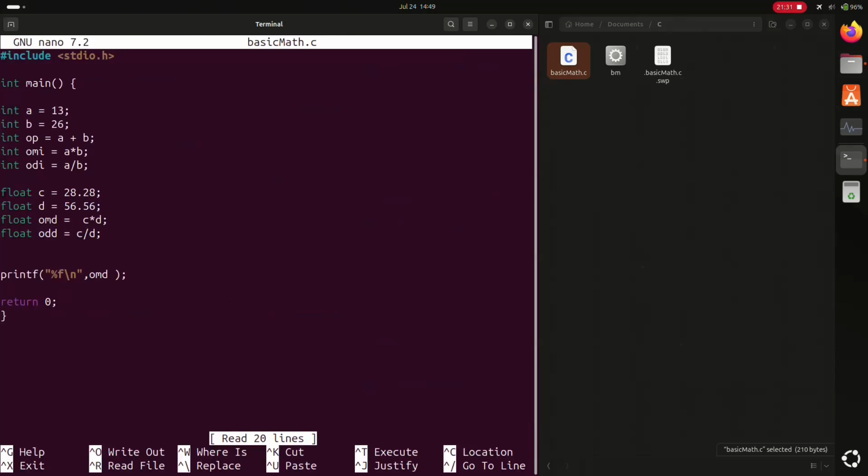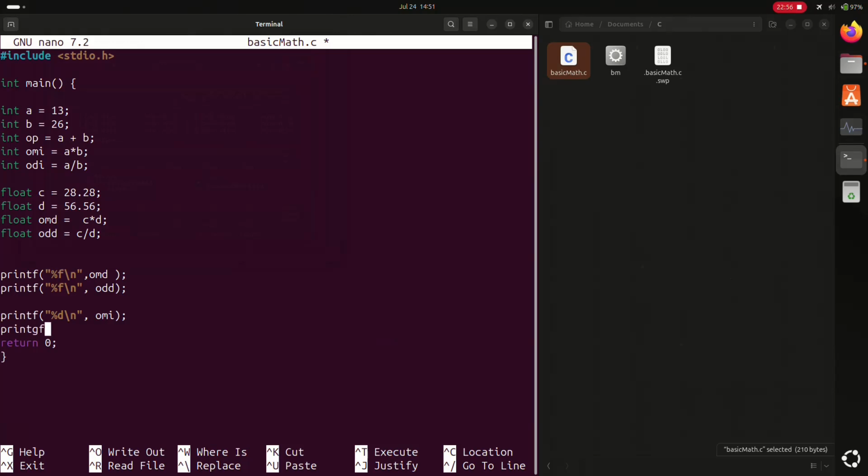So again, getting into nano. Now what I do, I just write printf again and again: printf of percentage f backslash n comma ODD. ODD means division of the floating or decimal numbers. Then printf, now I have to write percentage d to place an integer number, backslash n for the next line, then comma, then OMI, because multiplication of integer numbers is also an integer. Now I think 26 divided by 13 is just 2, which is an integer number, but what if I don't know the division output?